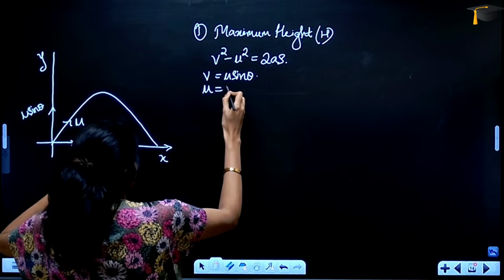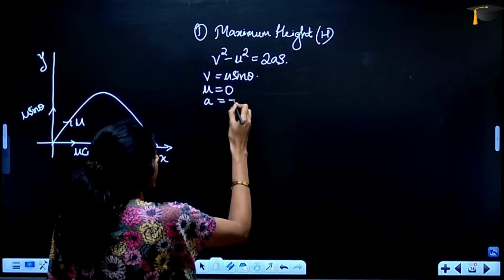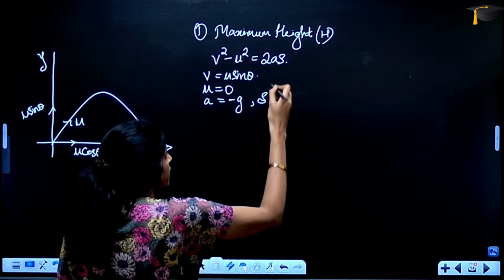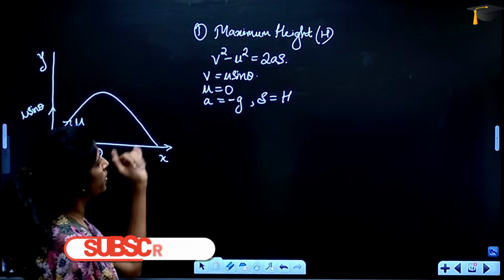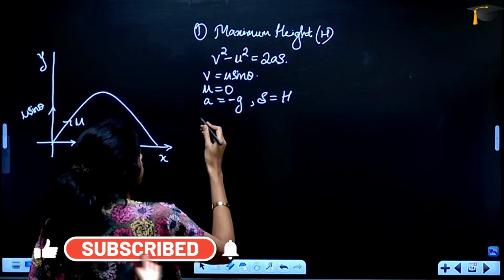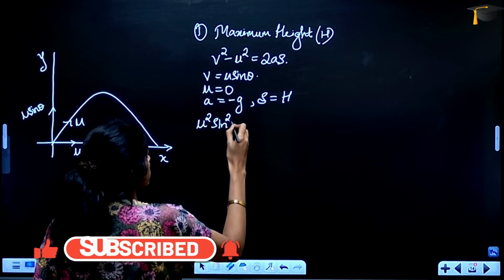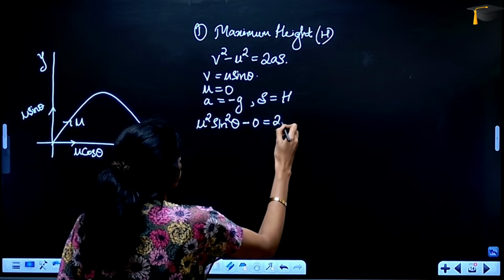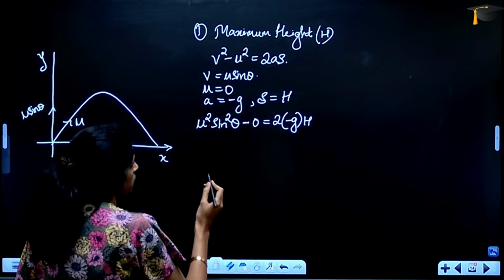Whereas u is what? Initial velocity will be 0. And then a, it is going against the gravity, right? So a will be replaced by minus g, and s is nothing but height, so I'll directly take s as h. That's it. Now substitute everything in the equation of motion. In place of v square, take u square sine square theta minus u is 0 equals 2. A will be replaced by minus g, s is replaced by h.